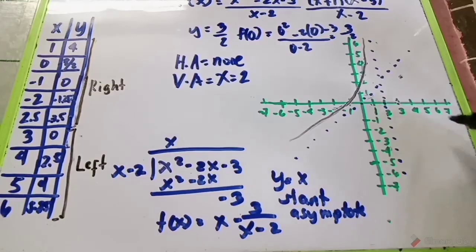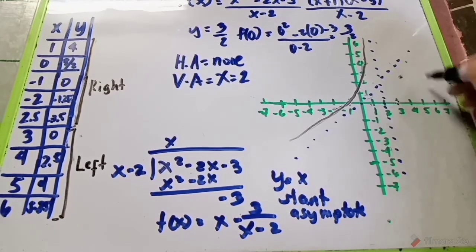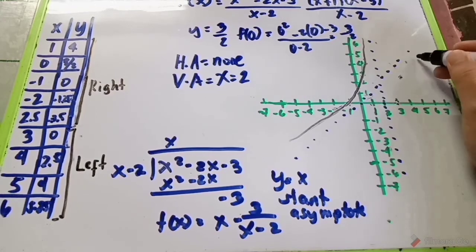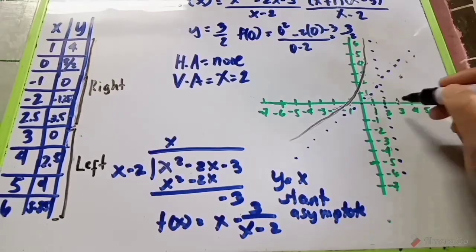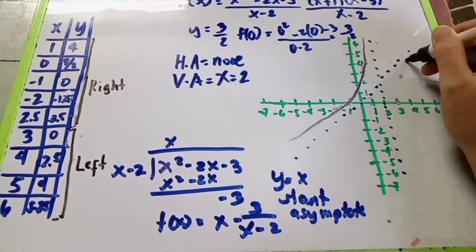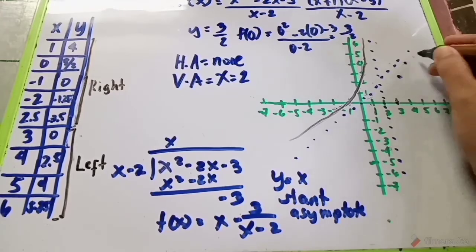How about 5 and 4? We have 5 and 4 here. And the other one will be 6 and 5.25. So around here. So this one, this one, this one. Okay. So we have this one. Take note, guys. This one, this one, this one.